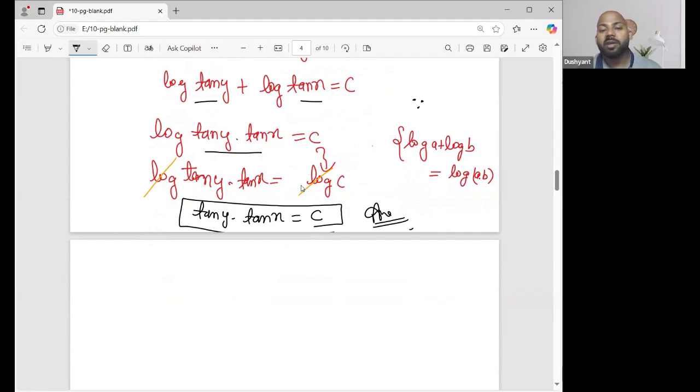So now c can be written as log c also. There is no restriction on c. C can be anything: exponential, logarithm, any trigonometric function. We have taken log c because we had log on the left hand side. Now cancel out, and we will get tan y times tan x equals c. Clear?